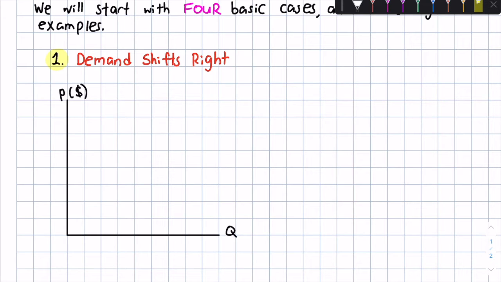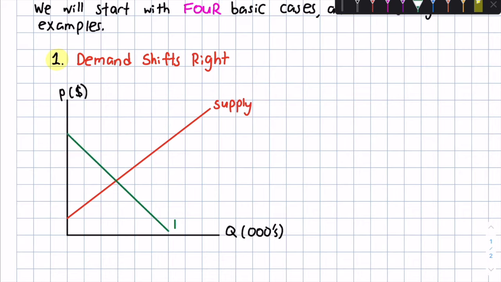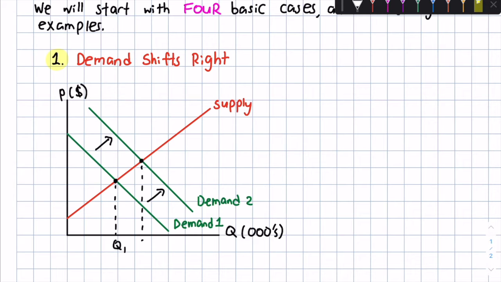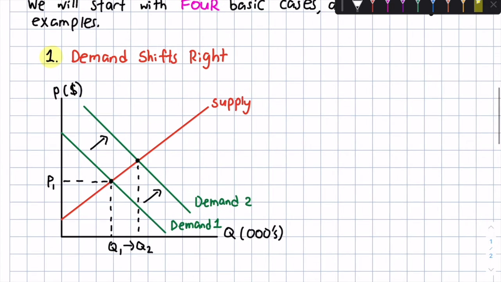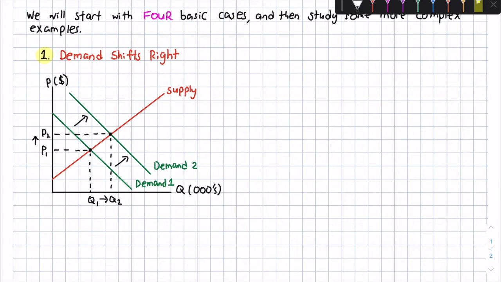So again, we shouldn't forget to label our units here. And I've put the supply and demand on here, and we can see the shift to the right and upward of the demand curve. And we can see the new equilibrium has a higher quantity and a higher price. And we'll see how this compares in a moment.